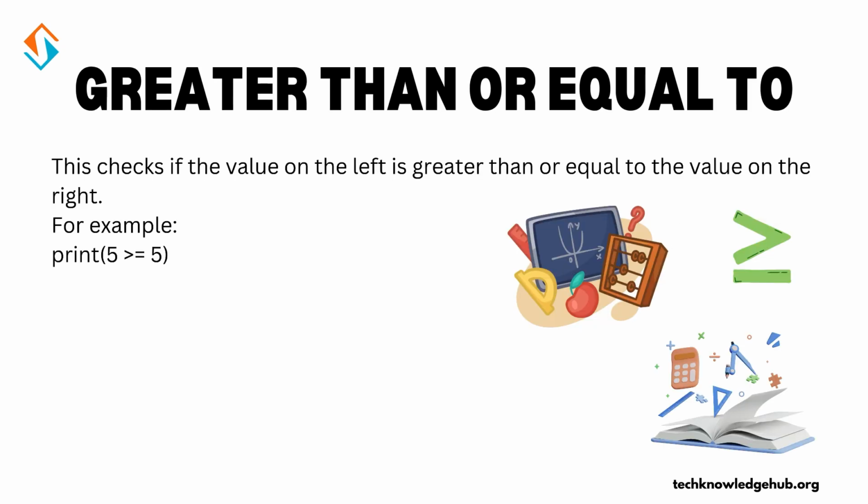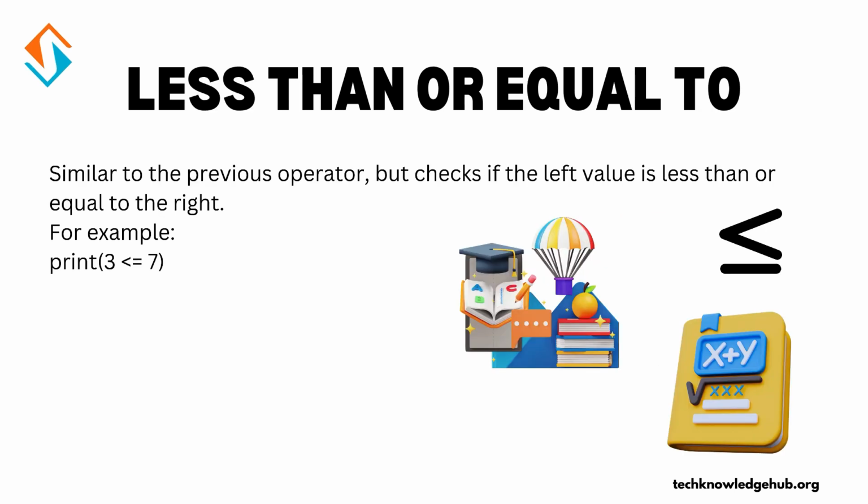Fifth is greater than or equal to. This checks if the value on the left is greater than or equal to the value on the right. Last is less than or equal to, similar to the previous operator, but checks if the left value is less than or equal to the right. For example, type print 3 is less than or equal to 5.